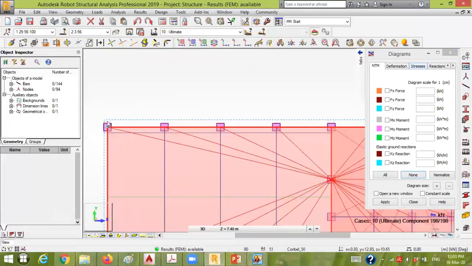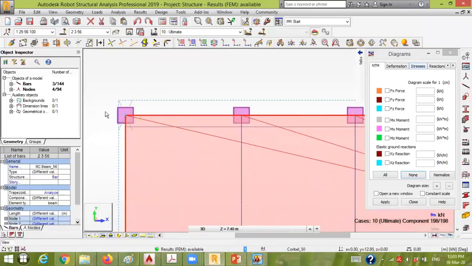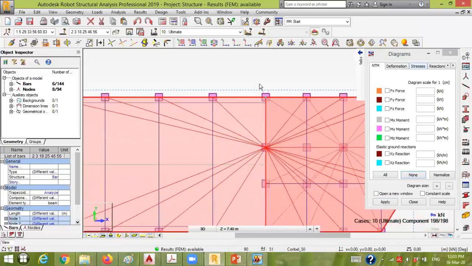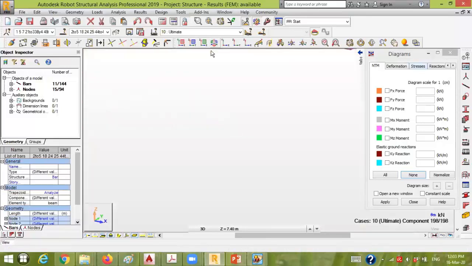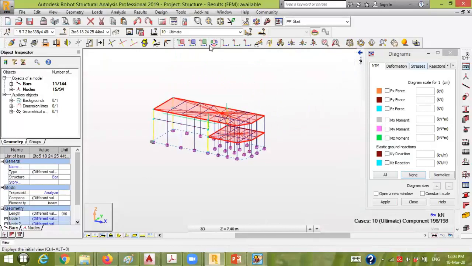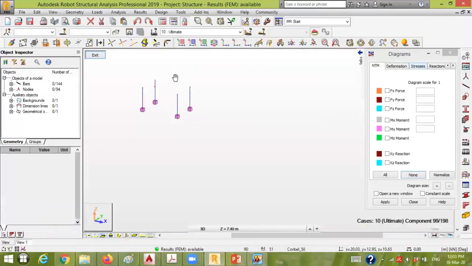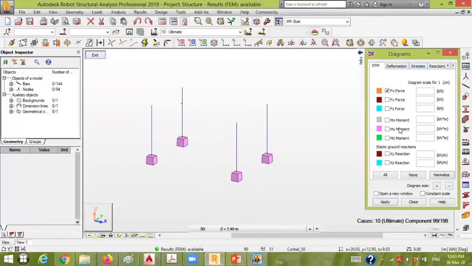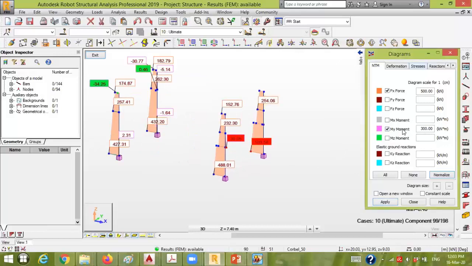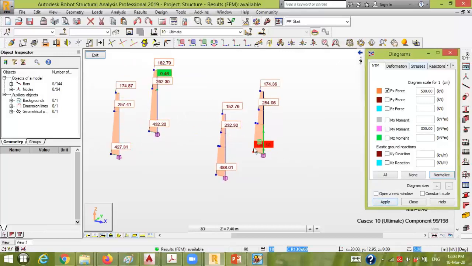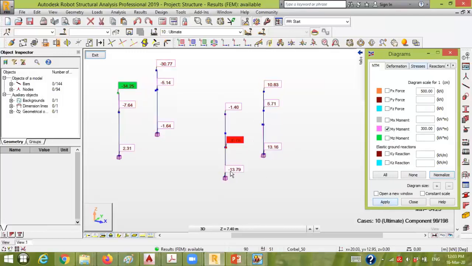One, two, three, and four. Okay, so these are the four columns. Fx, the axial diagram, My, the moment. So for Fx, which one is the critical one? Cannot see the two diagram at the same time. So this one is a heavier one, maximum axial 533, and maximum moment is 30 for this one.